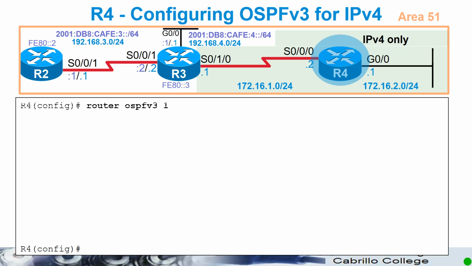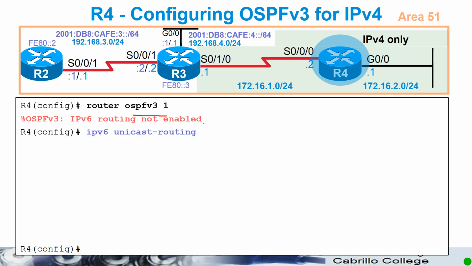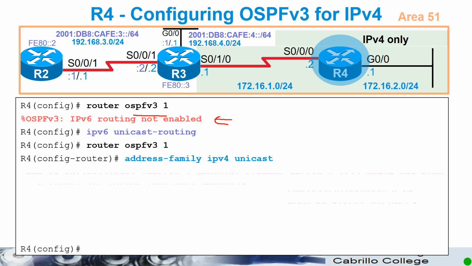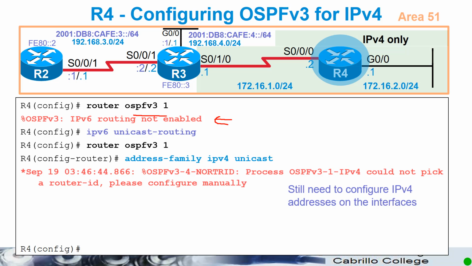Alright, so how do we configure R4? You'll notice that once you try to do OSPFv3, you get another error because you're not using IPv6 unicast routing. So you'll have to turn it on. Then you can do it. You'll set up the appropriate address family. You'll probably get an error because you'll have to manually configure the appropriate router ID.